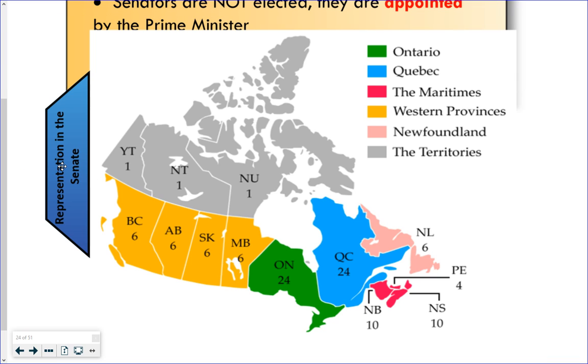But anyhow, the Senate, once again, is not elected. They're appointed. They have a different mandate than the House of Commons. But yes, they still need the Senate's approval in order to have bills go through Parliament to ultimately be passed and become a law.